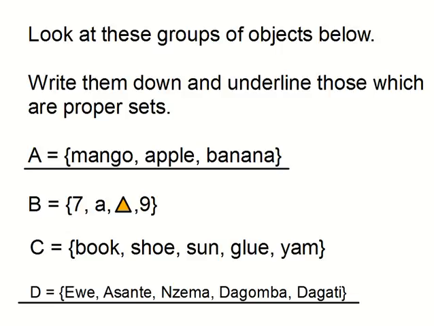Set B and C are not proper sets because you see, even though they are a collection of items, they don't really have a clear, distinct pattern. And as we said, in a set, all the items should belong to the same family. So it's important that we understand that a set is a group or a collection of objects that belong to the same family, and none of them should be repeated. They should be distinct. They should only appear once.